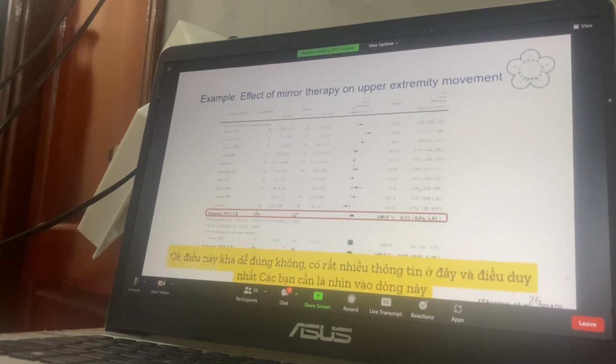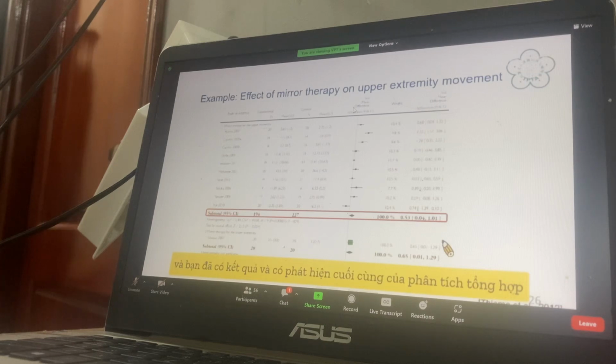Okay, so that's pretty easy, right? There is a lot of information, but all you need to do is to look at this and you will get the result and know the final finding of this meta-analysis.